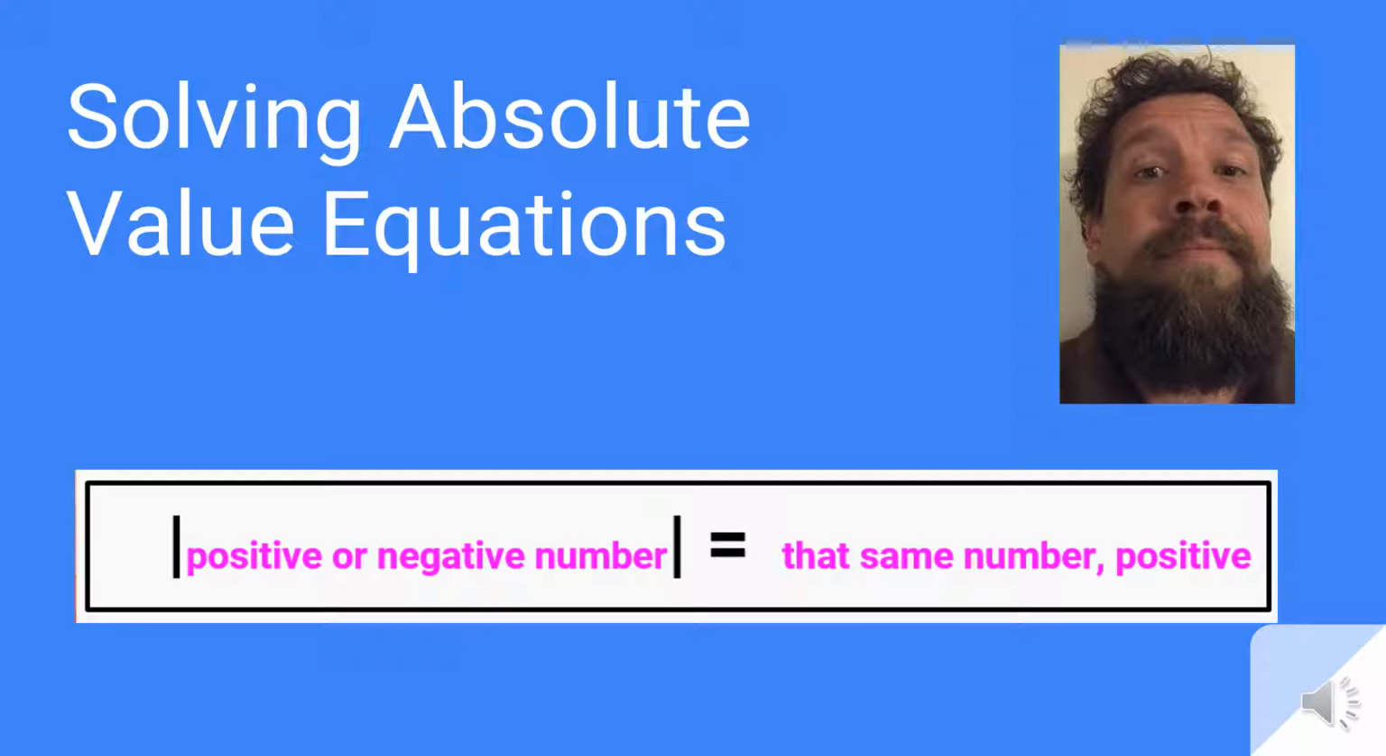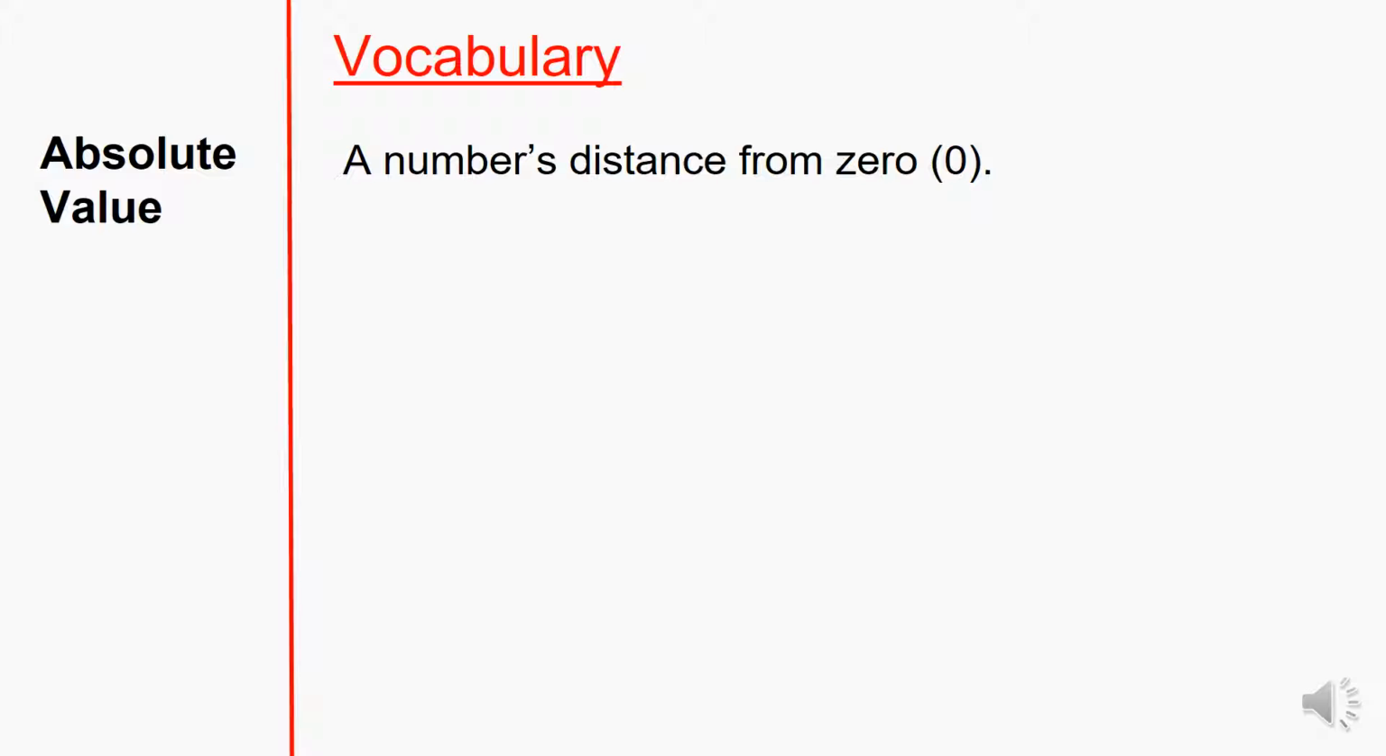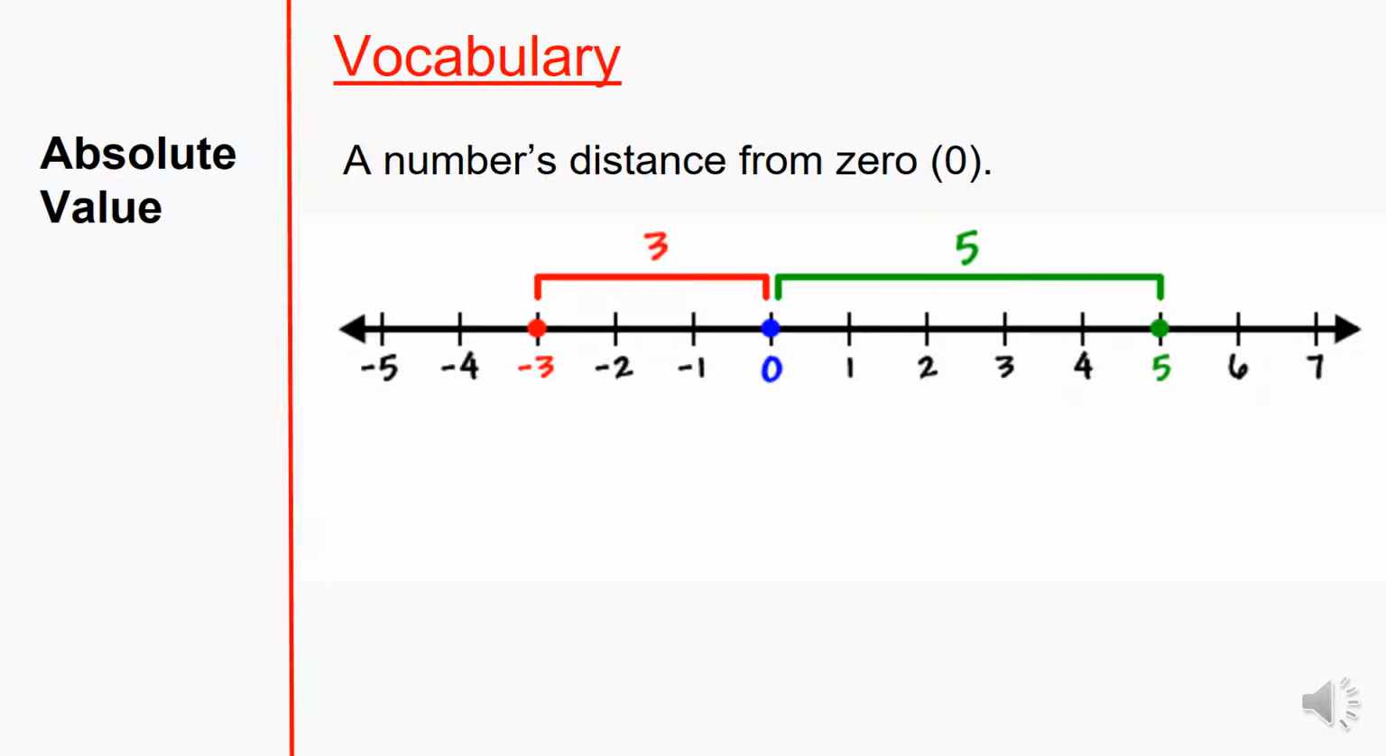Okay, so we're talking absolute value equations, solving absolute value equations. So what is an absolute value? It's a number's distance from zero. If we look on the number line at numbers like -3, for instance, that absolute value will be 3 because that's how far away it is from zero, just in the negatives.